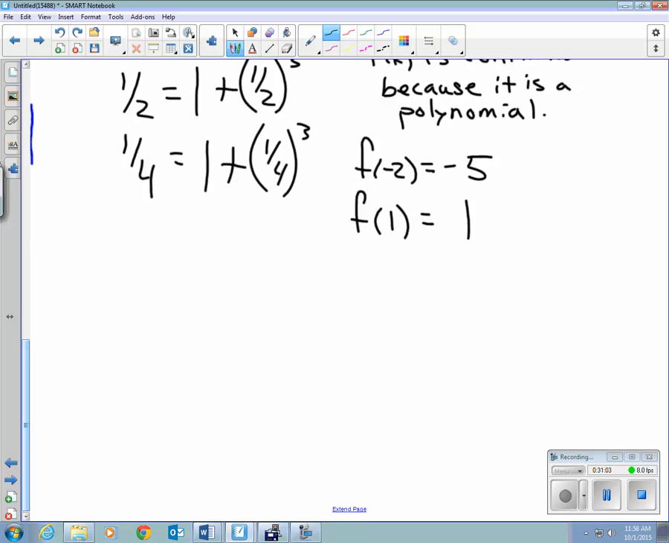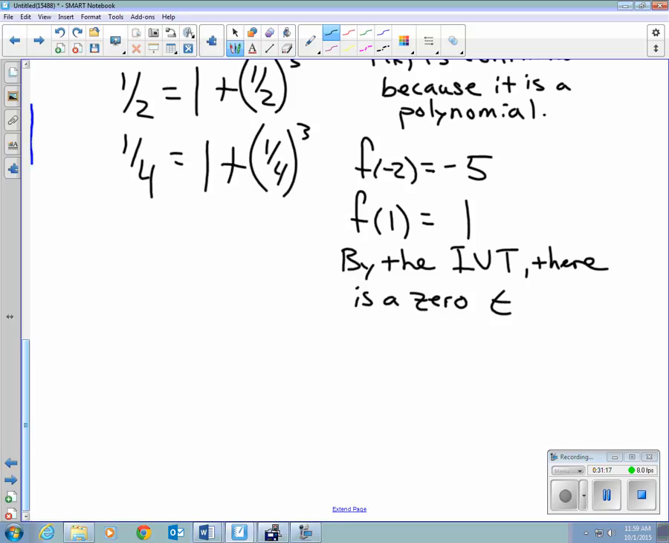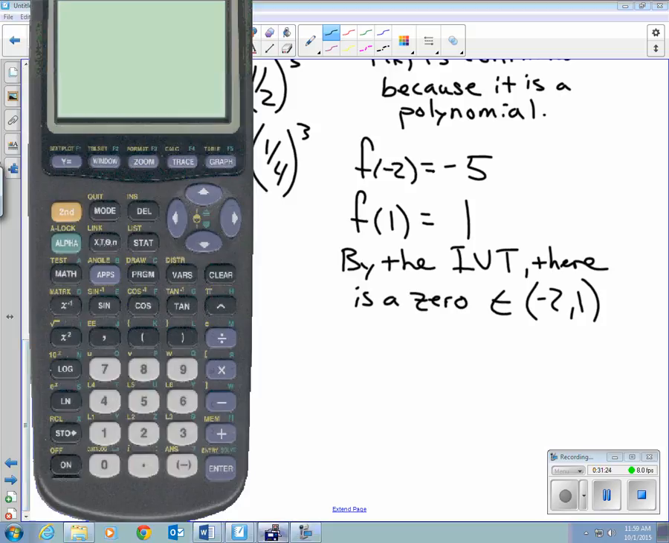So we have a 0 somewhere between -2 and 1, don't we? So by the IVT, we invoked the intermediate value theorem, there is a 0 in the interval -2, 1.